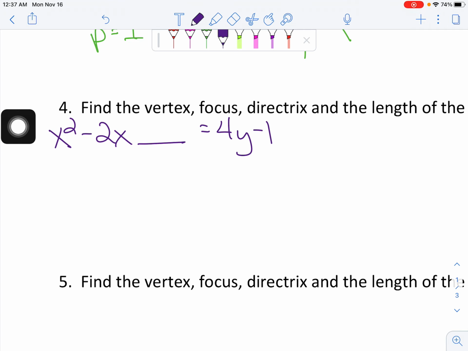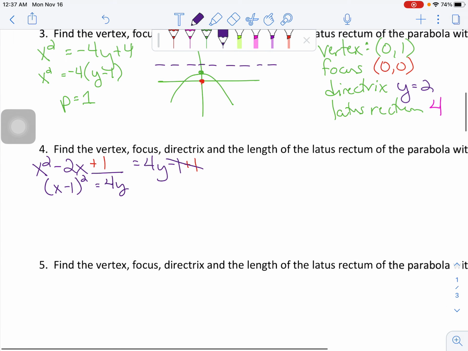Half of negative 2 is negative 1. Negative 1 squared is positive 1. So I'm going to have a plus 1 here, plus 1 here. So that would give me, factoring on the left, (x minus 1) squared. The negative 1 and the positive 1 are just going to cancel each other out there, so I'm just going to have 4y. All right, so all of the same basic information here, vertex.